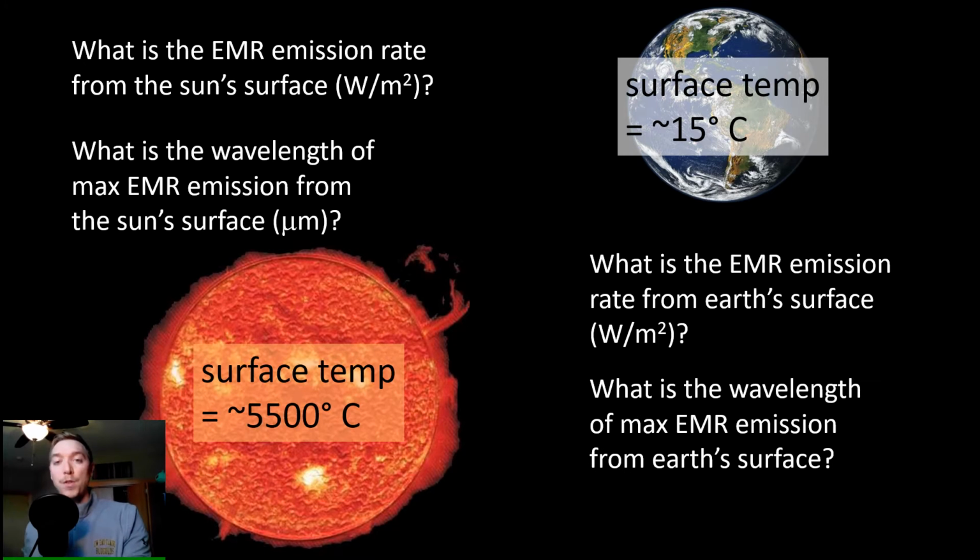The surface of our Earth is only about 15 degrees Celsius on average. So here, questions like what is the electromagnetic emission rate from Earth's surface in watts per meter squared? What is the wavelength of max electromagnetic radiation emission from Earth's surface come up? And we can look at it using a couple of different graphs here.